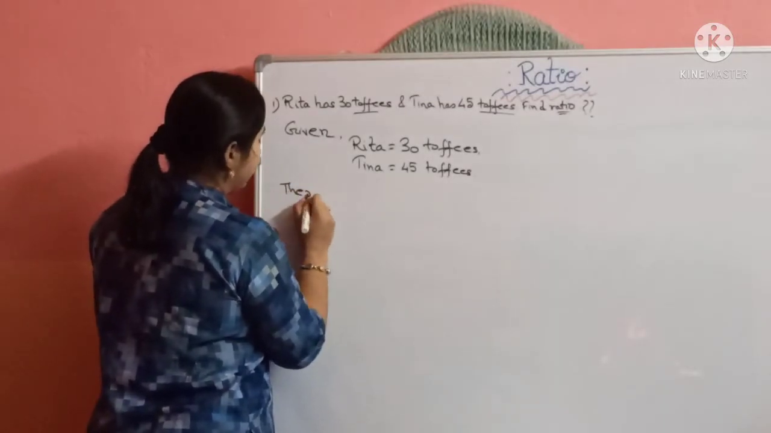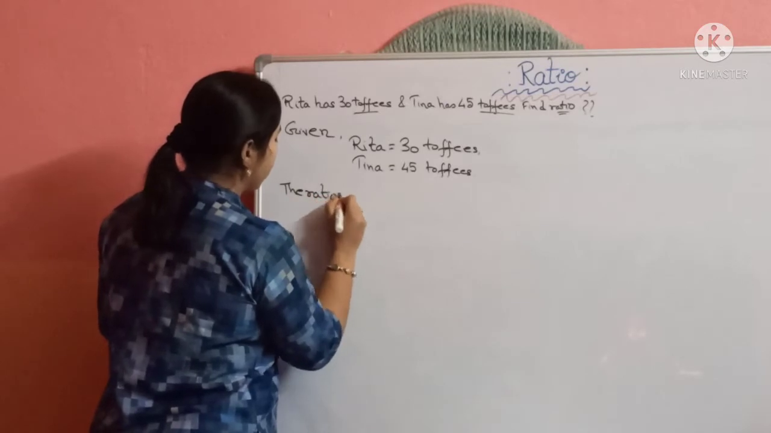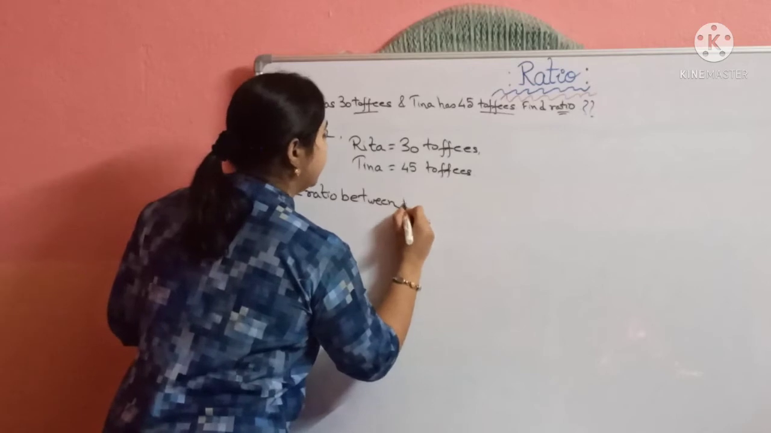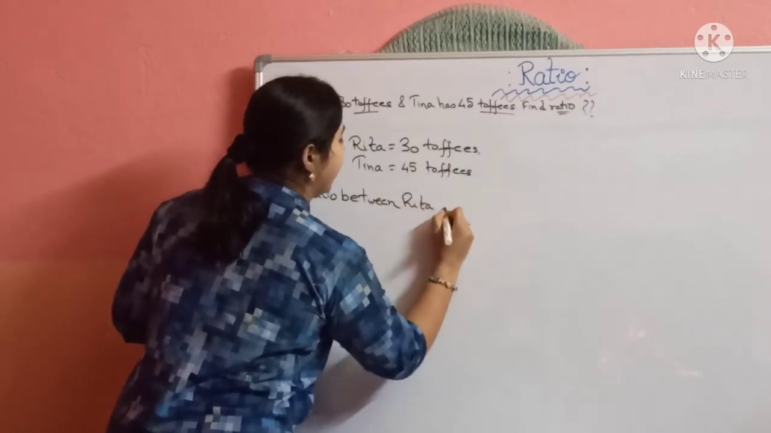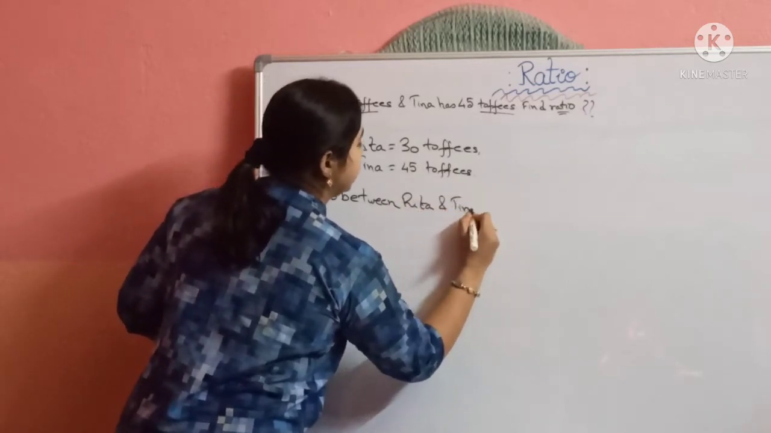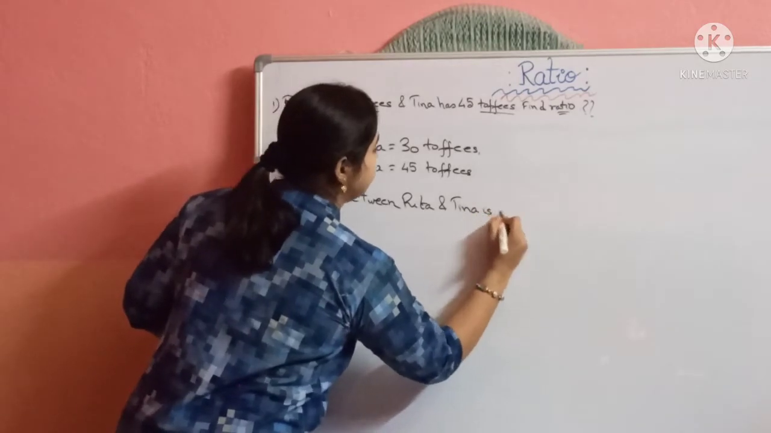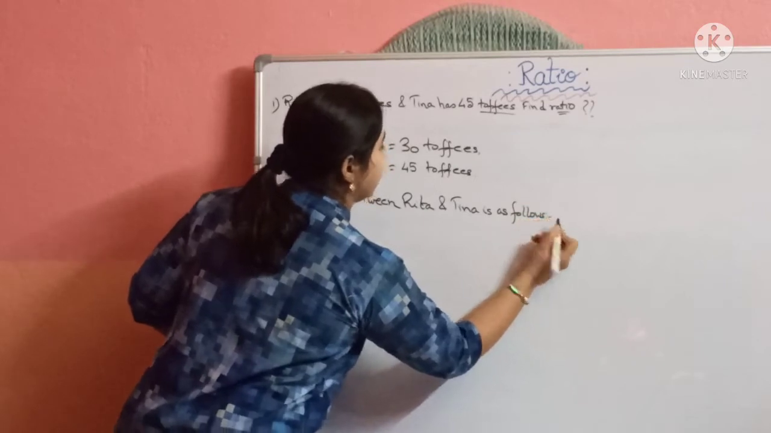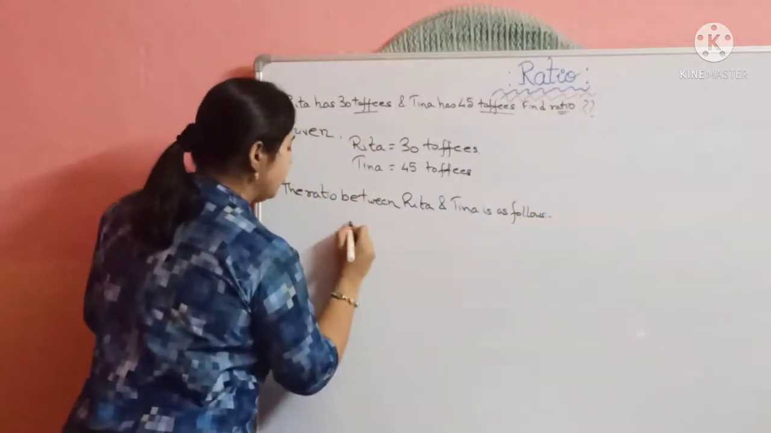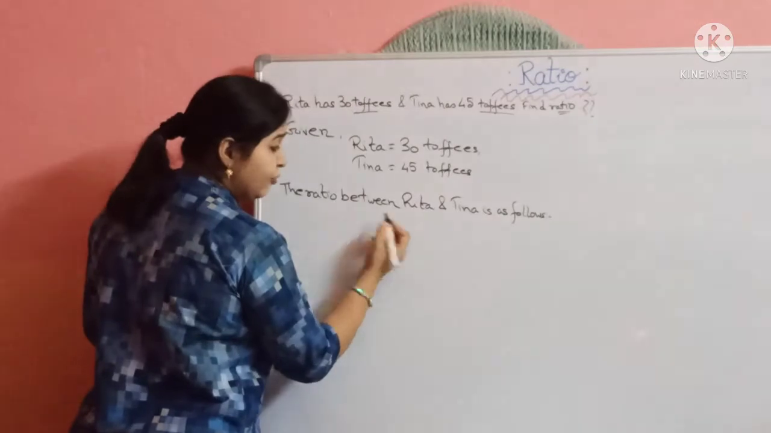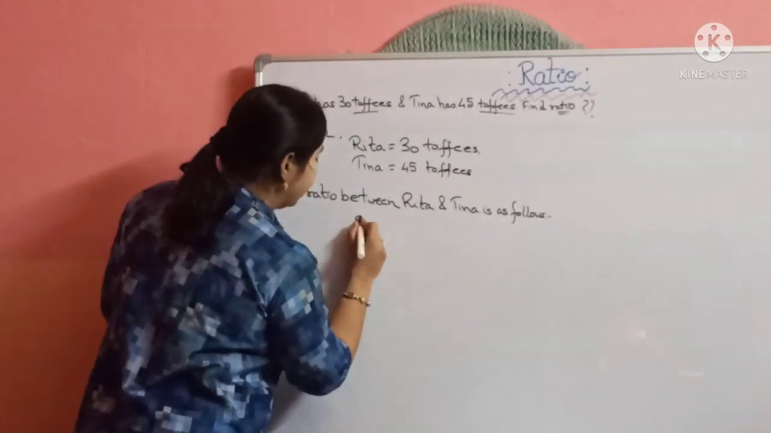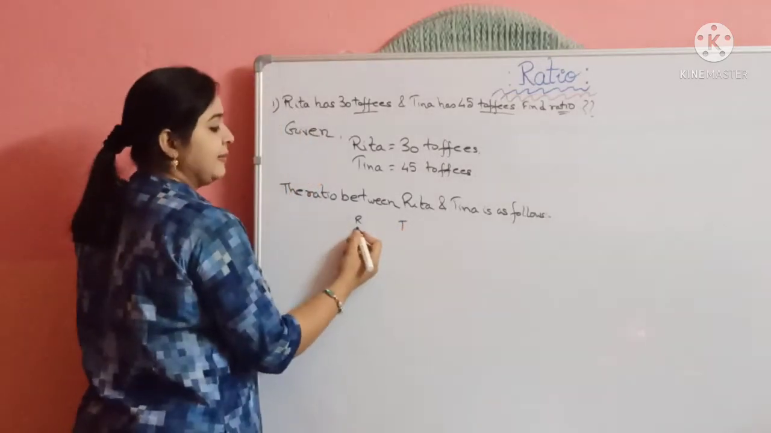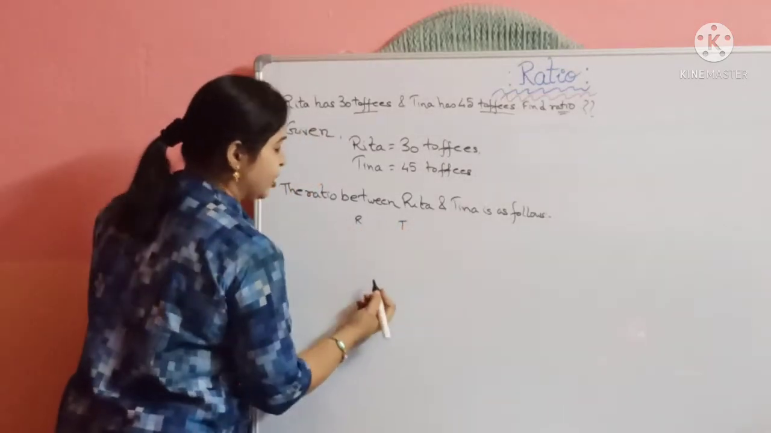The ratio between Rita and Tina is as follows. Simply now write it down. Just for your convenience, I am writing in abbreviation R is to T. Rita's abbreviation R and Tina's abbreviation T.